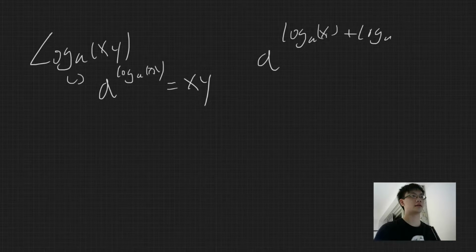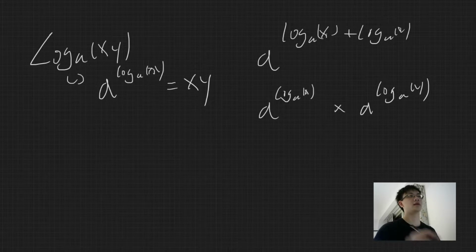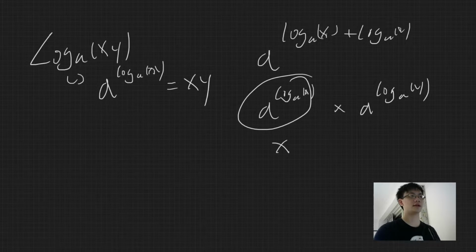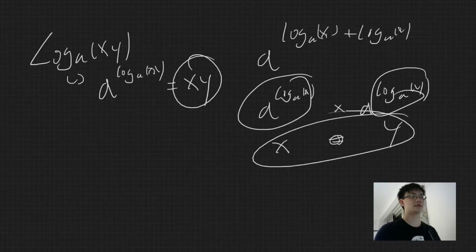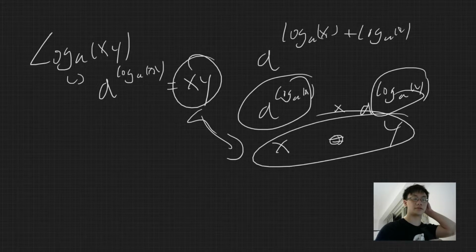plus log ay. Well, first we know that this equals a to the power of log ax times a to the power of log ay. This is because of the first thing we talked about, exponent operations, we're just doing the reverse. Now this thing equals x, this thing equals y, so xy. So I have x y on the left and xy on the right, therefore the two are equal. So this is the proof of the first formula.